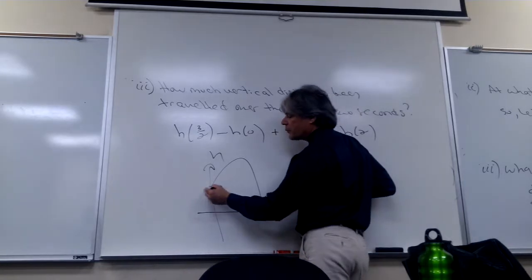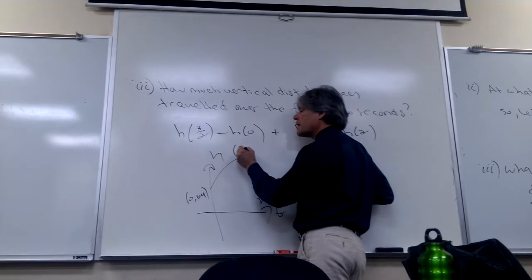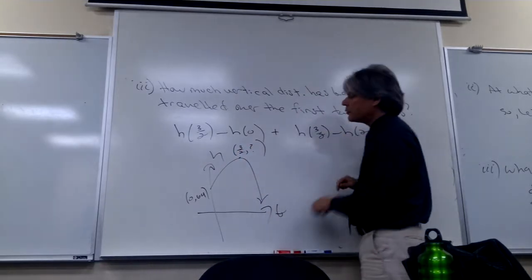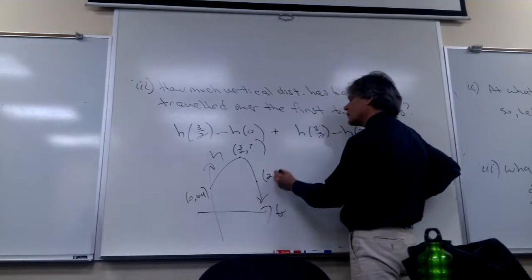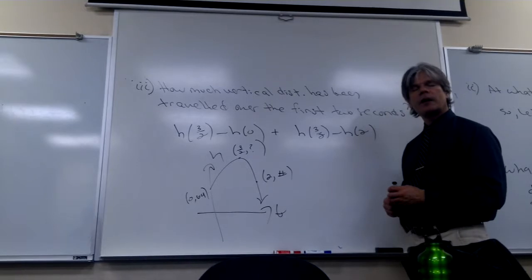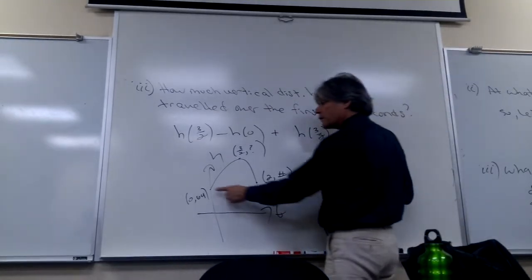And I think this point right here is (0, 64). I think this point right here is 3/2, I don't know what to call it, I'm too lazy to compute it. And then I think after 2 seconds, I get 2. Don't you agree the total vertical distance traveled is the distance vertically from here to here?